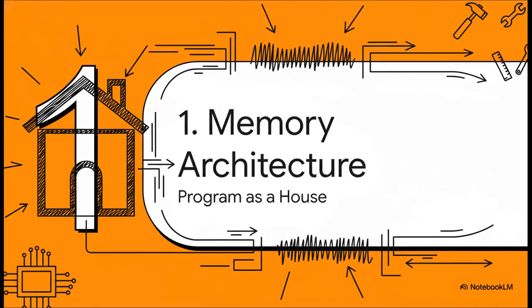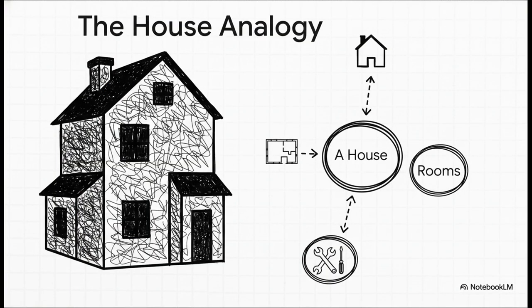Okay, first things first. How do we even think about memory? Well, to make sense of all this, let's use a powerful analogy. I want you to imagine that your entire C program is a house. It's a really simple way to picture it, but it's incredibly effective. The program itself is the whole house. Every function you write, that's a different room inside the house. A kitchen, a workshop, whatever. And your variables? Those are just the tools you use inside each room to get a job done.